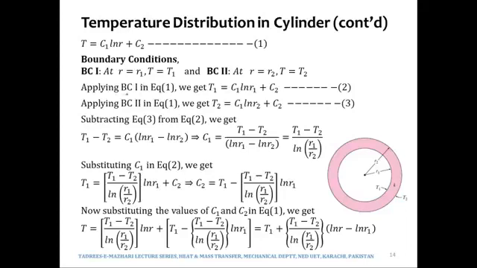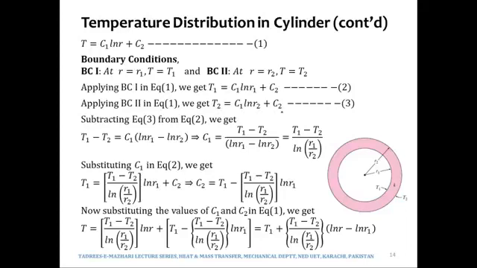So if we now put the first boundary condition in equation 1, the first boundary condition says that where R is R1, T is T1. So in place of R we will write R1 and in place of T we will write T1. So this is what we will get. And when applying the second boundary condition in the same equation, the second boundary condition says that where R is R2, temperature has a value of T2. So in place of R we will write R2 and in place of T we will write T2. So this is what we will get.